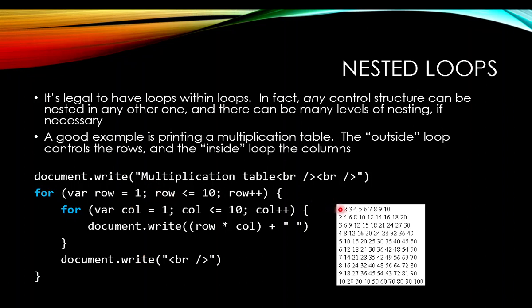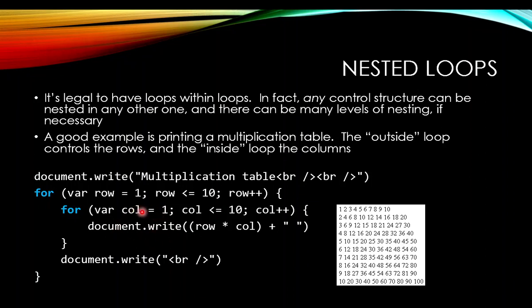So let's do an example. Let's start with the first one. Row becomes 1, right? Great. Now column becomes 1. Then it writes out row times column. There's the 1 right there. Then column becomes 2. It does that multiplication. Column becomes 3, column becomes 4, column becomes 5, column becomes 6, 7, 8, 9, 10.